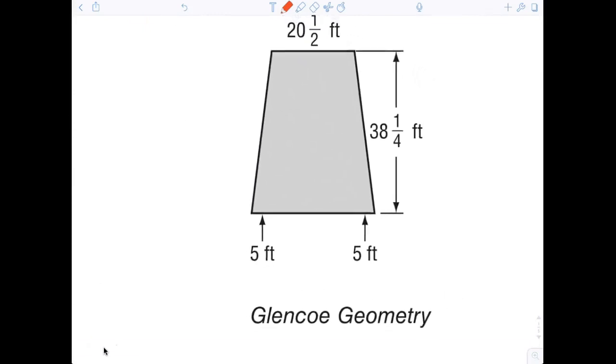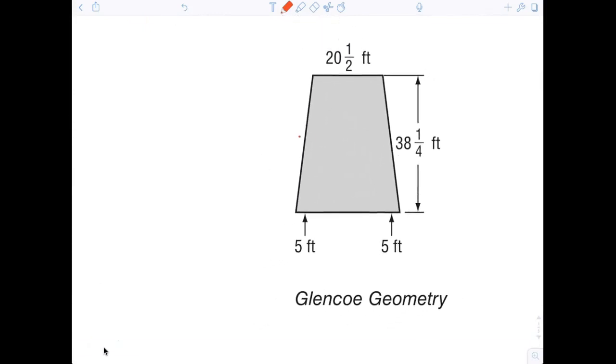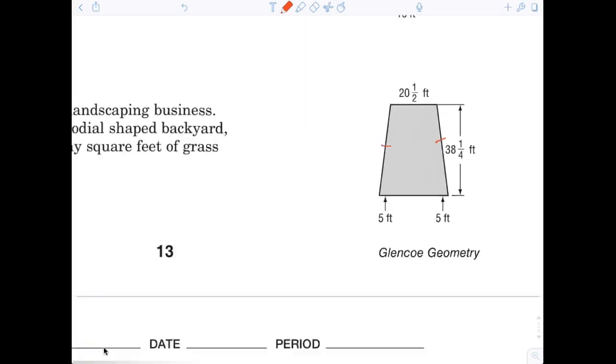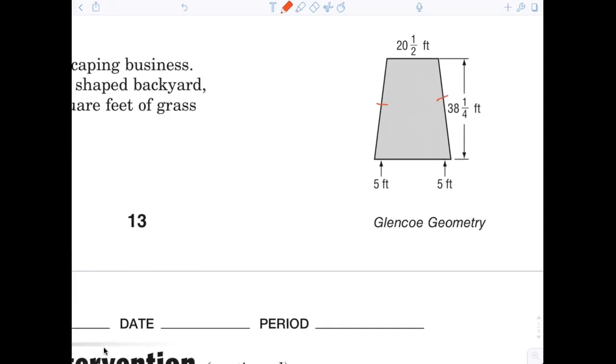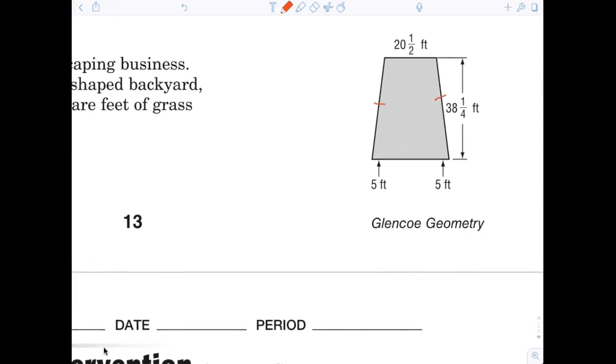Now here, what they would have to tell you, which I don't think they did, did they say it's an isosceles trapezoid? Yeah, see, so they kind of made you have to assume that. So that is an isosceles trapezoid, which now allows you to say that the second base would be what? So the second base is 30.